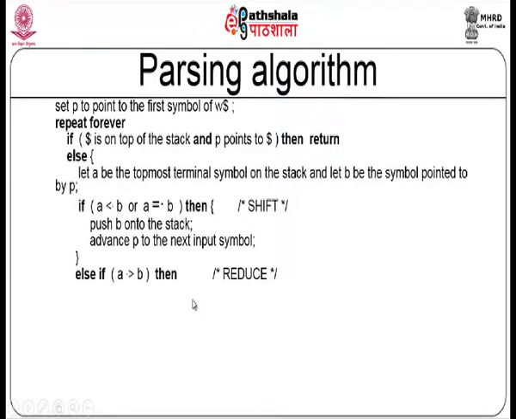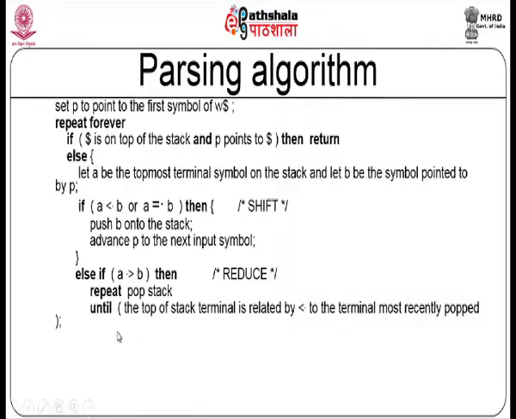On the other hand, if A is greater than B, that is the precedence of the stack symbol is higher than the precedence of the input, then you start reducing. Reducing in the sense that you pop the stack until the top of the stack terminal is related by less than to the terminal recently popped. So, this is your terminating condition. You compare again the top of the stack terminal, which is related by less than to the terminal recently popped.